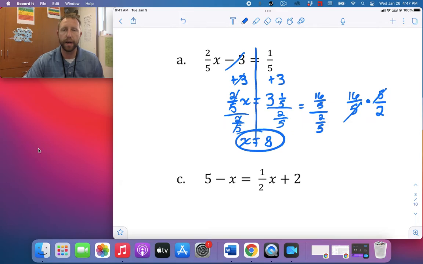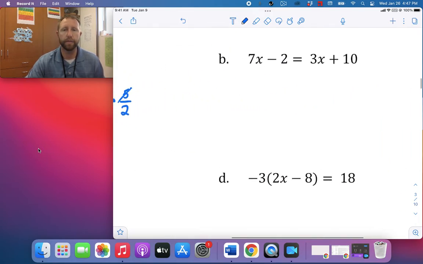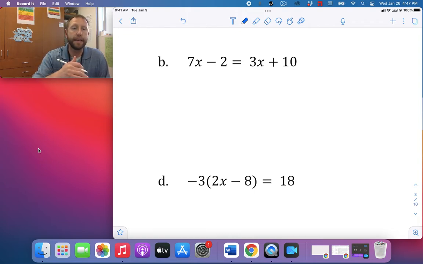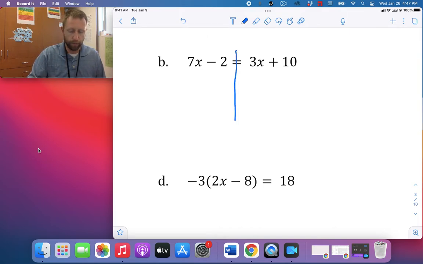Okay, B, let's scroll on over to B. So B and C both have variables on both sides. Okay, but here I've got 7x minus 2 equals 3x plus 10. There's nothing to simplify. There's no parentheses. There's no like terms. I just draw my wall and get rid of the variables, get rid of the x's on one of the sides. I'm going to get rid of the 3x. I'm going to subtract 3x from both sides.